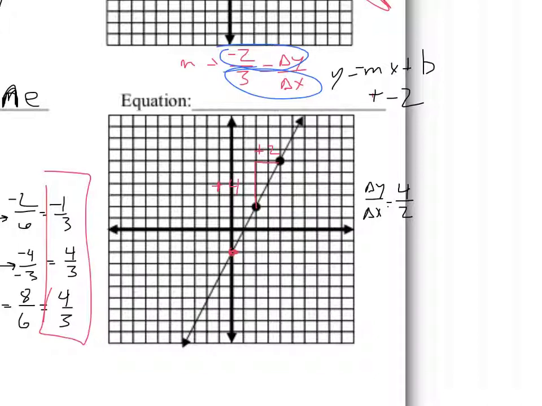4 over 2 simplifies to what, Andrea? Positive 4 over positive 2. Which is equal to just simply 2. So when I write my equation, I'm going to write this as y equals 2x plus negative 2.